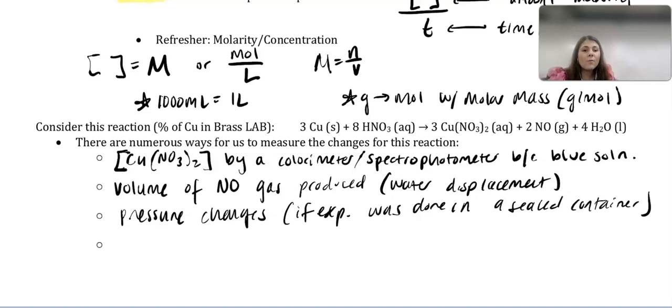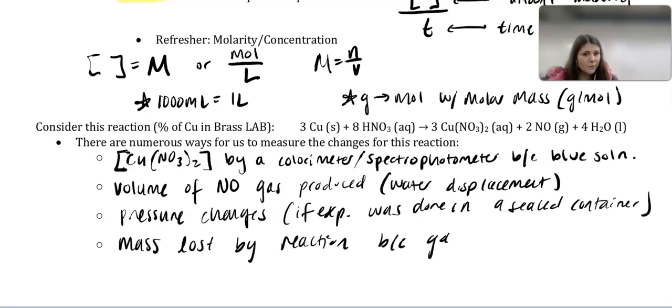And so here, because we would have made that nitrogen monoxide gas, that would have changed the pressure inside that sealed container, but obviously we didn't have a sealed container. And then lastly, we could have looked at mass lost by reaction, because gas produced would escape.